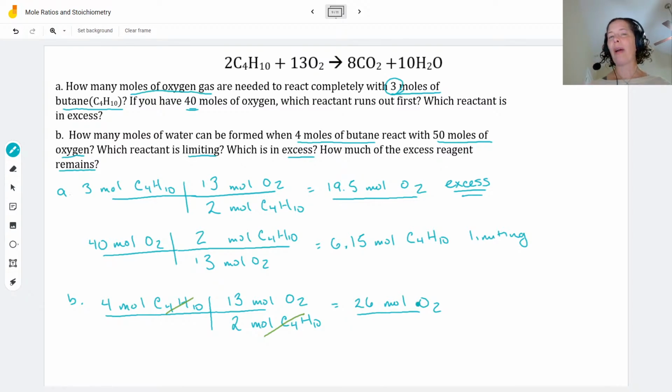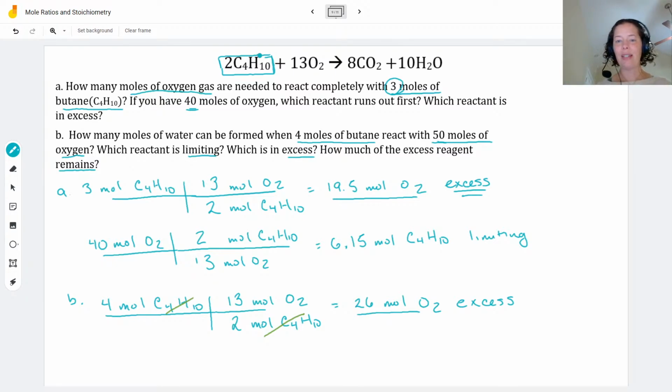How much oxygen do I have? So again, you're walking over to the pantry. How much do you have? Based on the problem, I have 50 moles of oxygen. So I have excess. That means butane, again, is limiting for this problem. I have excess oxygen, which means my butane is going to run out first. But let's test it the other way.